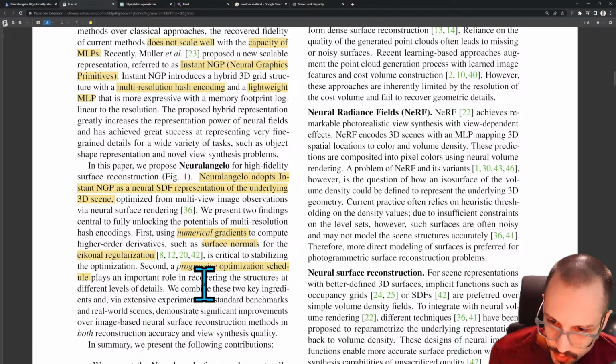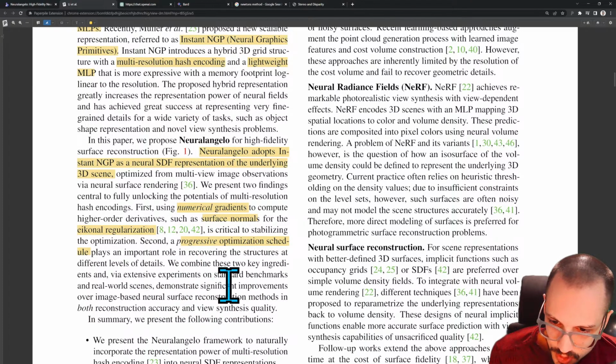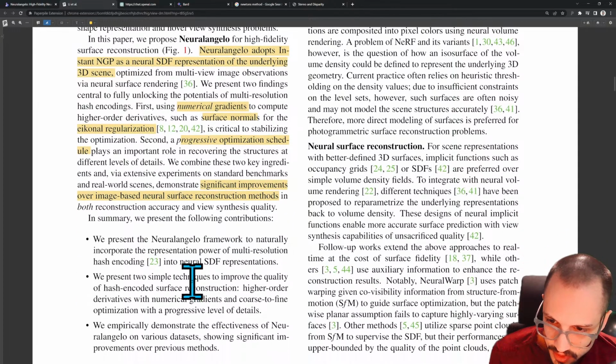Different levels of detail. We combine these 2 ingredients and via extensive experiments on standard benchmarks demonstrate significant improvements over image-based neural surface reconstruction methods in both reconstruction accuracy and view synthesis quality. Okay, so we'll see whether or not this actually gets better.